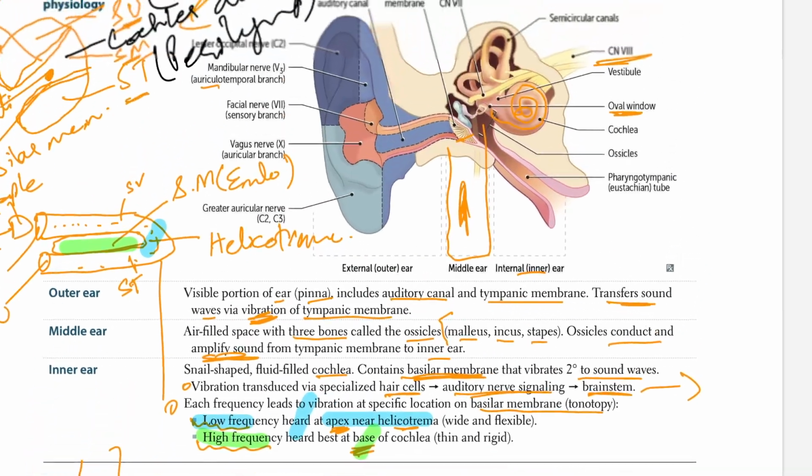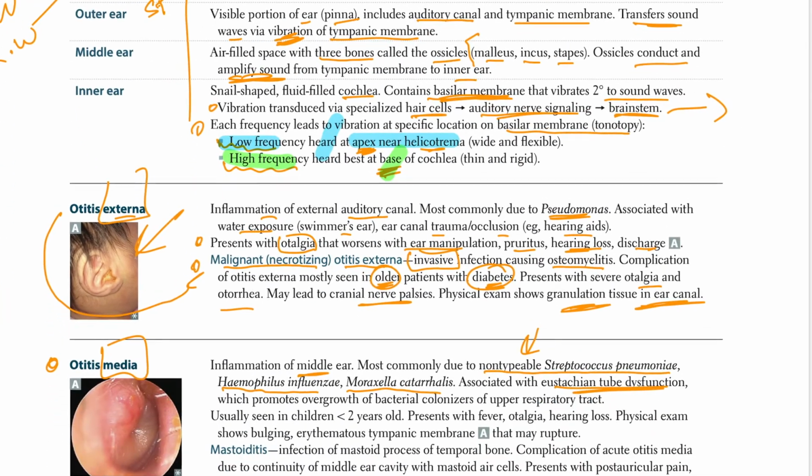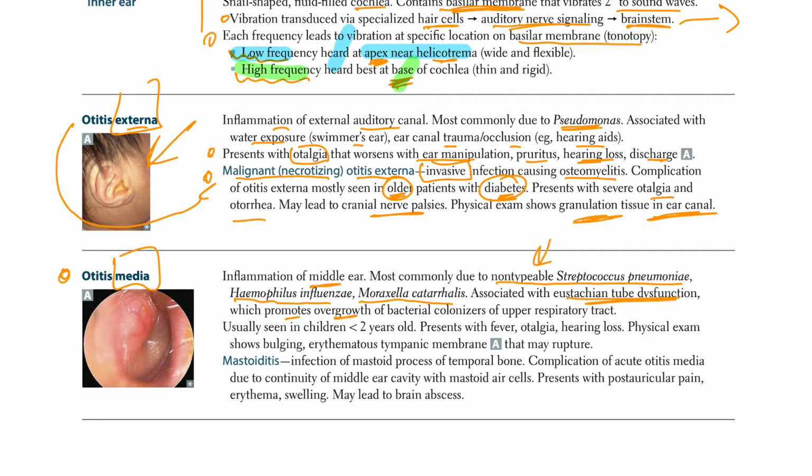If you just take a look at this picture up top, the eustachian tube, haven't they mentioned it here? Let me just erase this part. The eustachian tube is coming here and opening into the middle ear. So if you have a blockade of the eustachian tube, that's going to promote the overgrowth of bacterial colonizers of the upper respiratory tract, which are going to be up top, all of these.